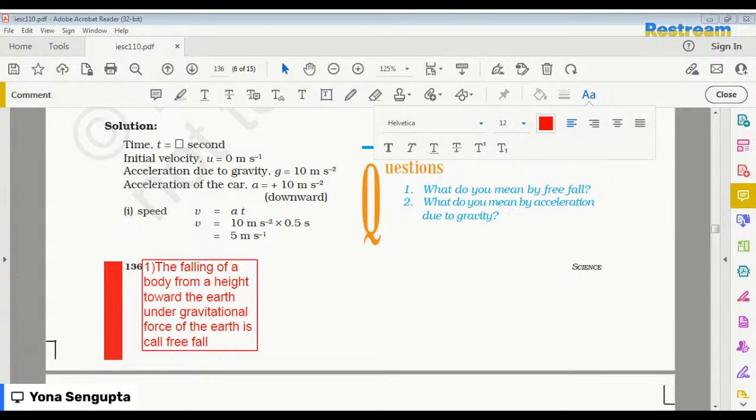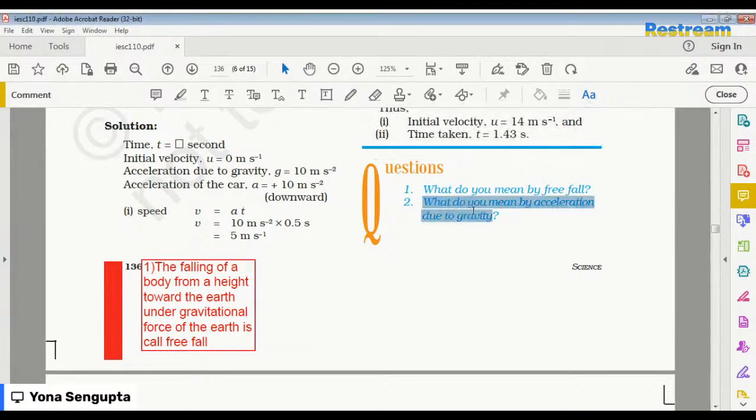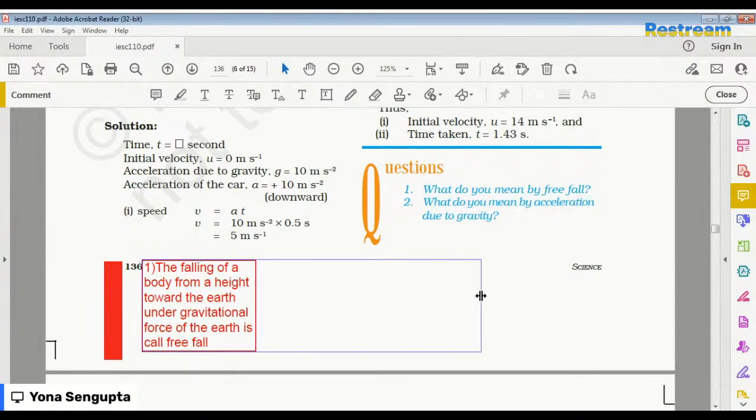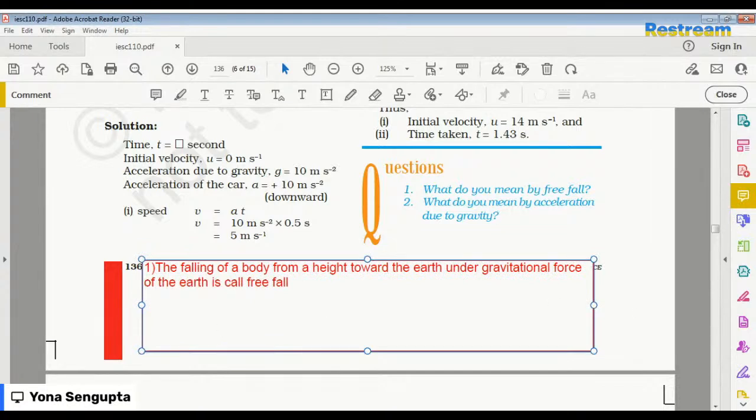Now, next we have the question: what do you mean by acceleration due to gravity? Now, acceleration due to gravity is the acceleration of a body during free fall towards a celestial body. It is called acceleration due to gravity. So this is the answer.